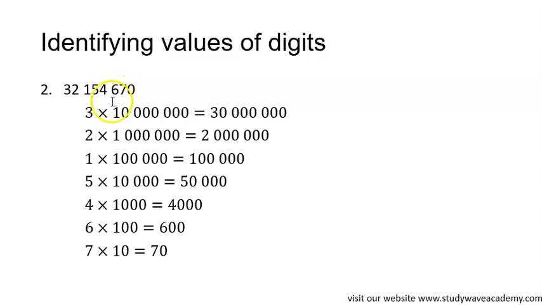And the next digit 6, which is in the hundreds place, so its value is 6 times 100, which is going to give you 600. And the next digit 7, which is in the tens place, so its value is 7 times 10, which is 70. Okay. So now when you add these values together, you are going to have 32,154,670. Okay. Do you understand?